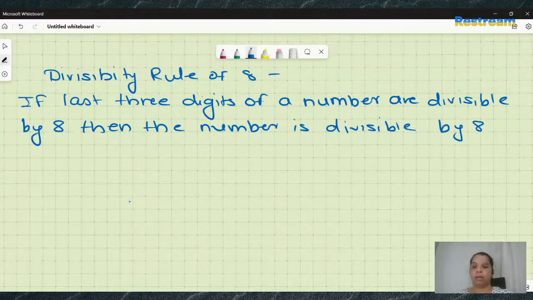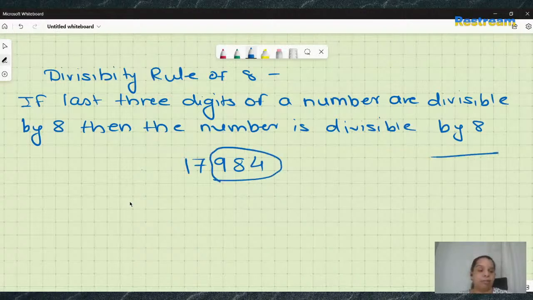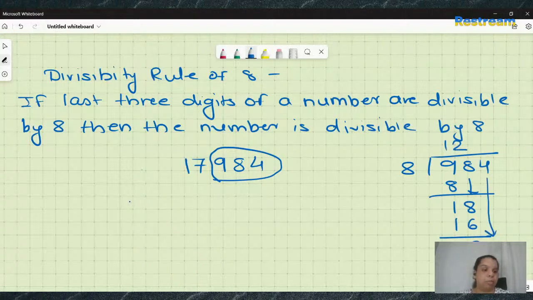Okay. So I have a number which is 17984. So I will look at these last three digits first. I will take them and I will divide them. So 984 divided by 8. So 8 times 1, 1 comes down. 8 here, times 2, 16. 2 comes down and this 4 comes here. Times 3, 24. So since 984 is divisible by 8, 17984 is also divisible by 8.